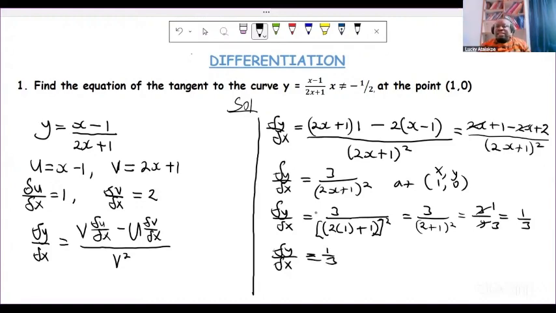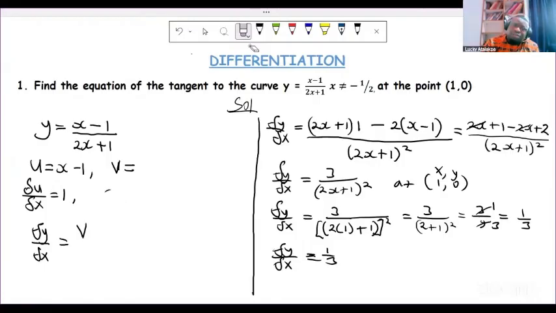dy/dx is the slope of the curve. And mind you, the slope of the curve is still the slope of the line. So we will now use the equation of the tangent, right, to continue solving.